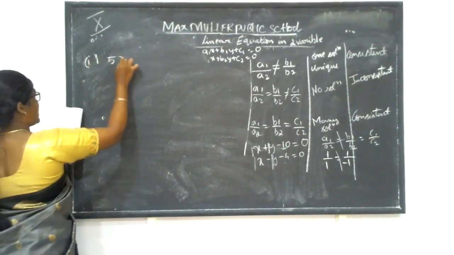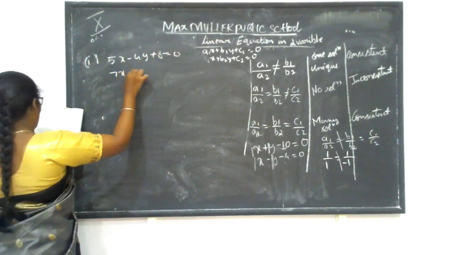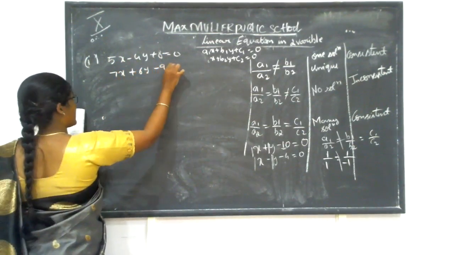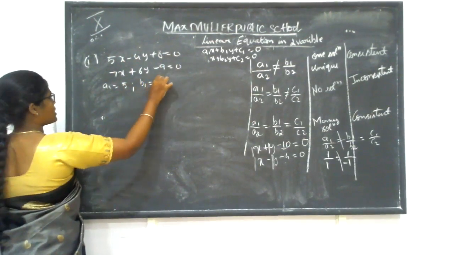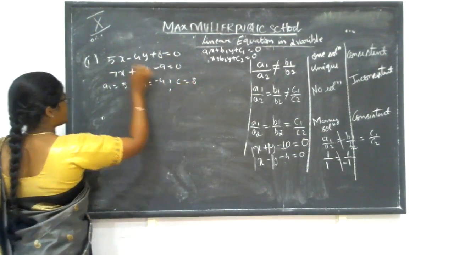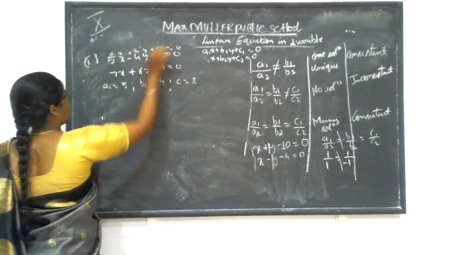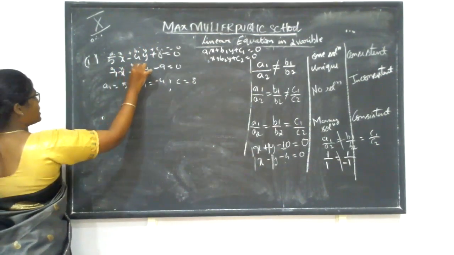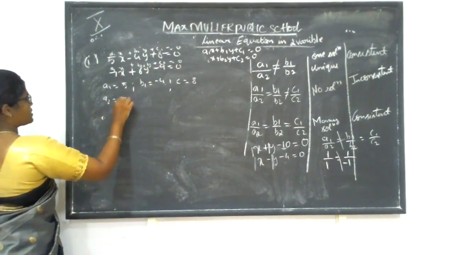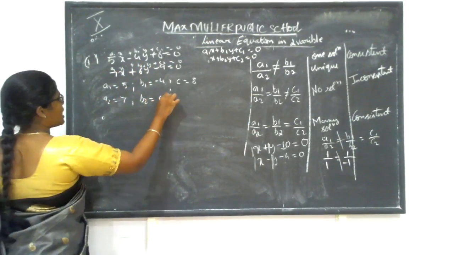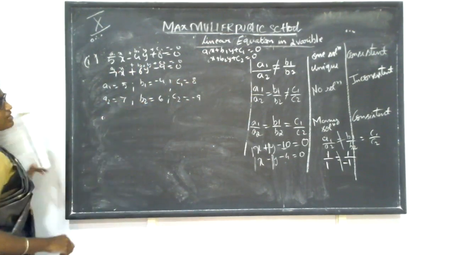First one, 5x minus 4y plus 8 is equal to 0. 7x plus 6y minus 9 is equal to 0. So what is A1? A1 is 5. B1 is how much? B1 is minus 4. C1 is how much? 8. See here, A1x plus B1y plus C1 is equal to 0. And this one will be A2x plus B2y plus C2 is equal to 0. So A2 is what? 7. B2 is what? 6. And C2 is what? Minus 9.